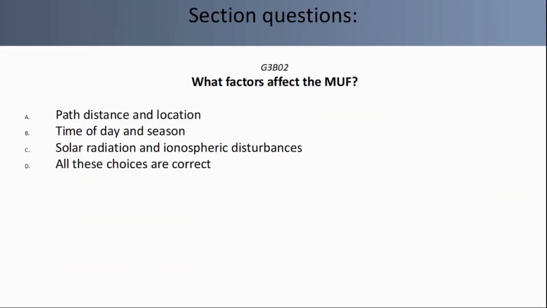Okay, question time. What factors affect the MUF? Well, you better know what the MUF is. That's the maximum usable frequency. Could it be the path, distance, and location? What about the time of day and season, solar radiation, ionospheric disturbances? All of those sounded good to me. All of those choices are correct.